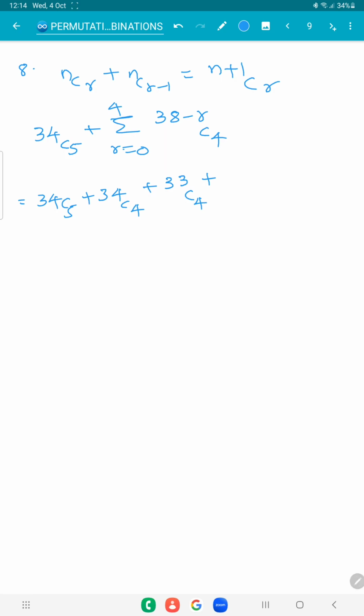Next, 4 is substituted, this is wrong. 3 is substituted, 35C4. 2 is substituted, 36C4. 1 is substituted, 37C4. 0 is substituted, 38C4.